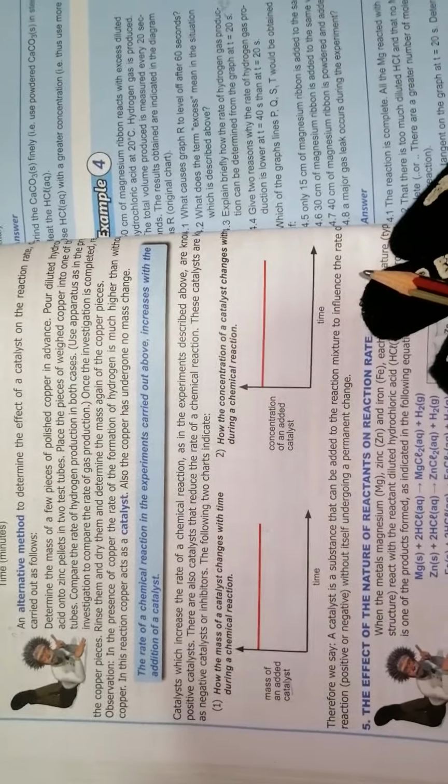So if you look at this graph here, it says the mass of an added catalyst, and can you see as time goes for the reaction, the mass stays constant. So the catalyst doesn't get used up in the reaction. It's just there to help it. It's just like a push that the reaction needs. And also here, can you see concentration of catalyst? It also remains the same, because the catalyst just helps the reaction happen faster. It doesn't get affected in any way. It doesn't get less or more. You take it out exactly how you put it in.